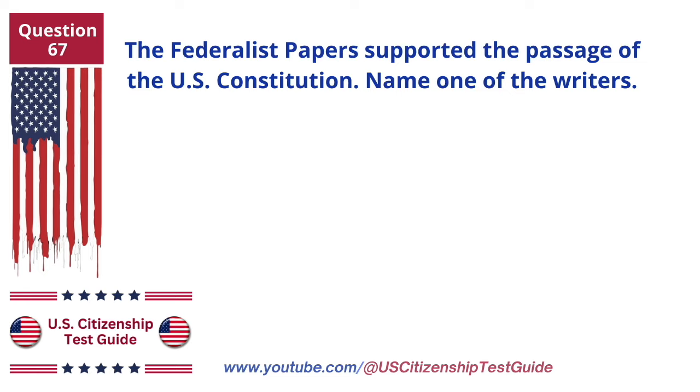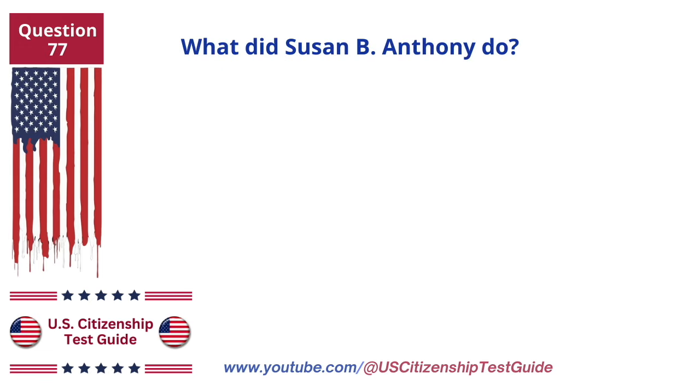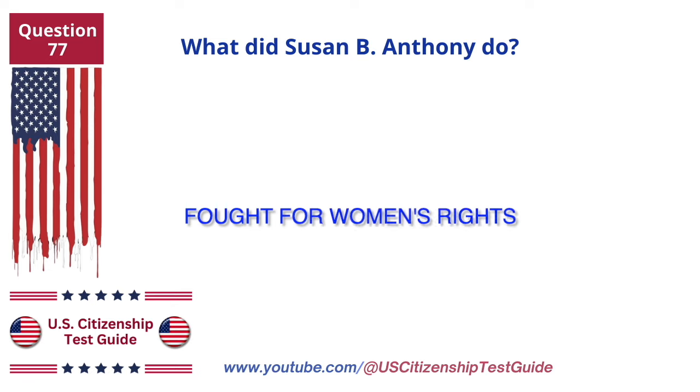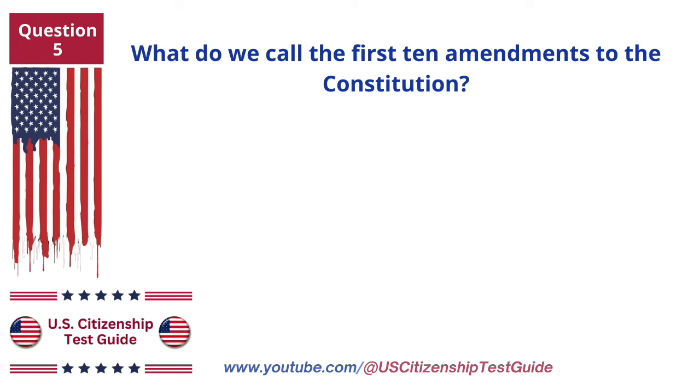The Federalist Papers supported the passage of the U.S. Constitution. Name one of the writers. James Madison. What did Susan B. Anthony do? Fought for women's rights. What do we call the first 10 amendments to the Constitution? The Bill of Rights.